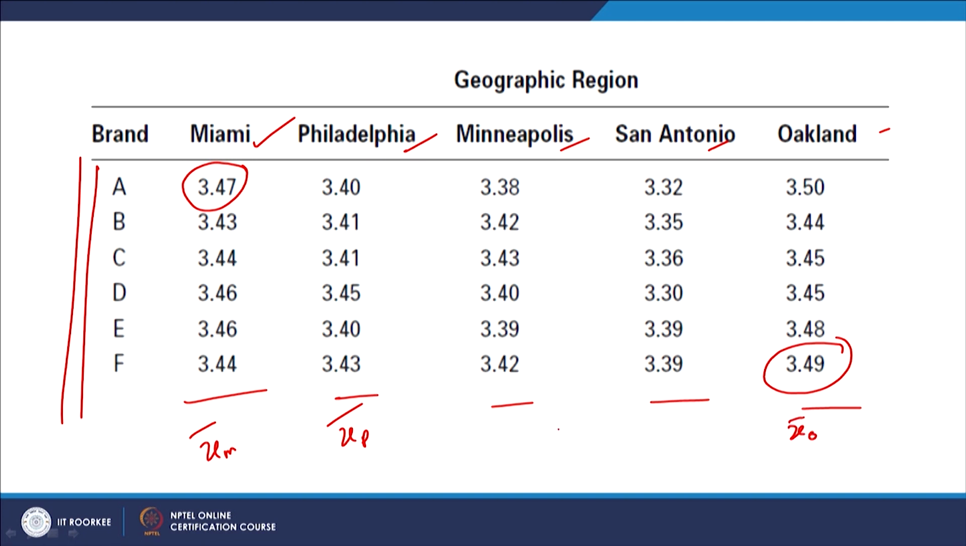So, all these means are same or not. The null hypothesis is they are same, right, and the alternative hypothesis is they are not same. Similarly, the second null hypothesis is whether the row means are same or not. There are 6 row means, right.